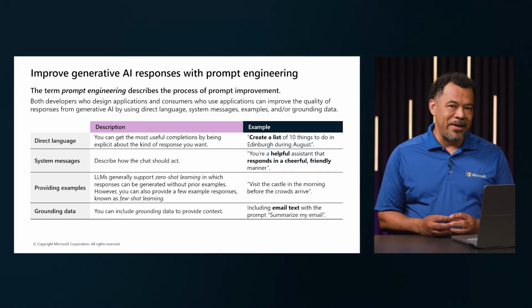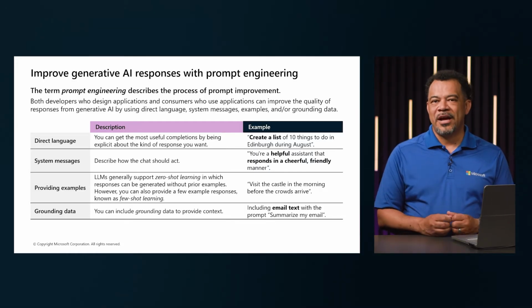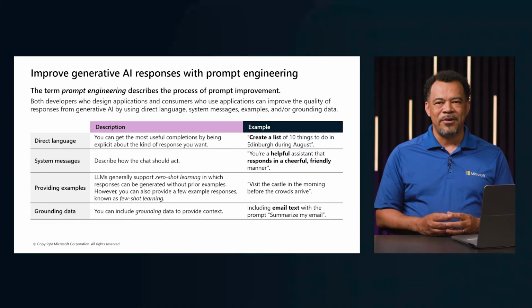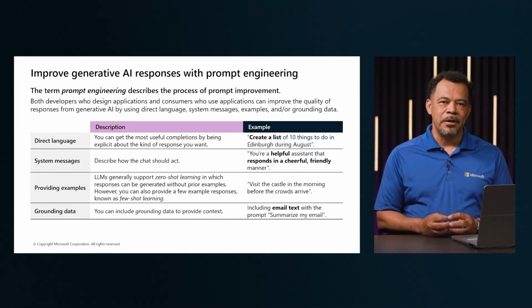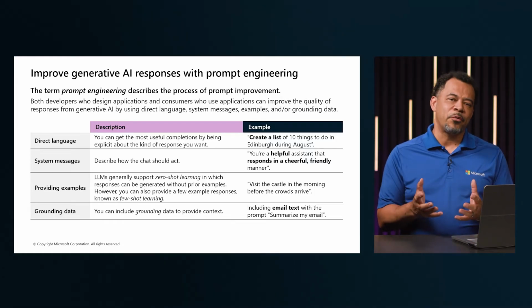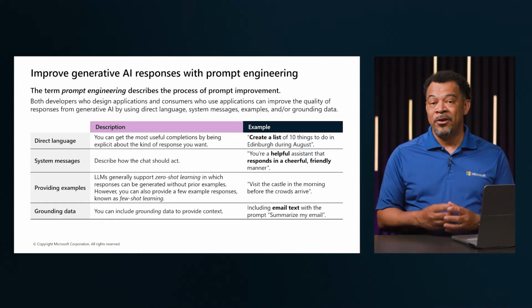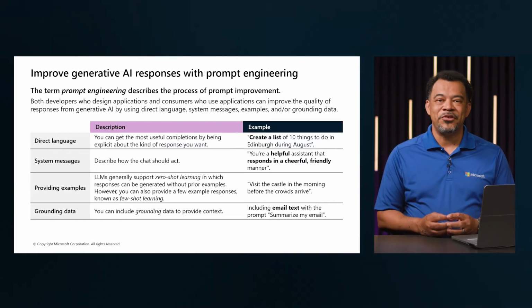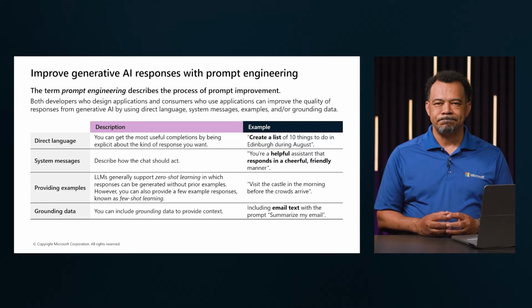You can also provide examples. You can provide what we call one-shot learning prompts to include one or a few examples of the output you require, such as visit a castle in the morning before the crowds arrive. The model can then generate further responses in the same style as the examples provided by you in the prompt. Show the chat what responses you want, and it will try to mimic any responses you add.